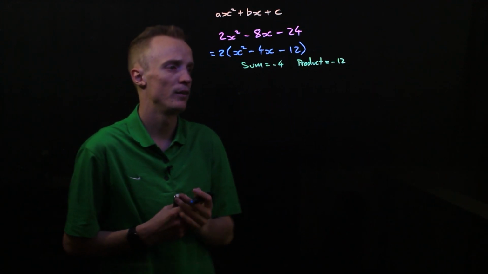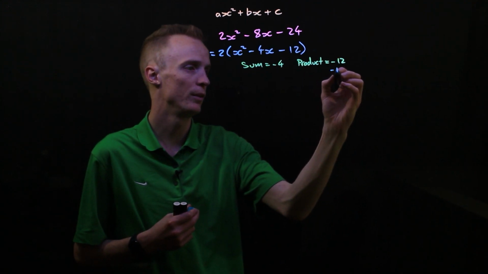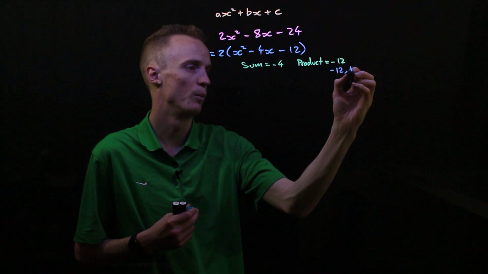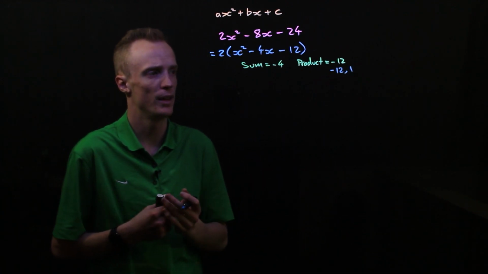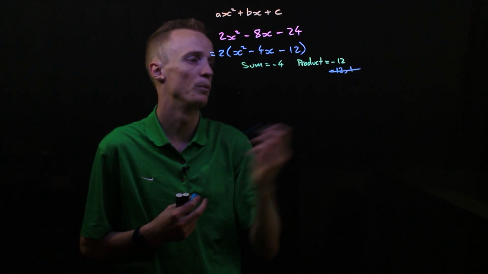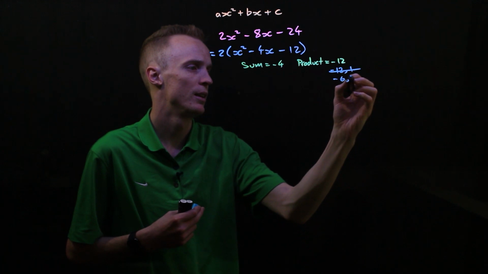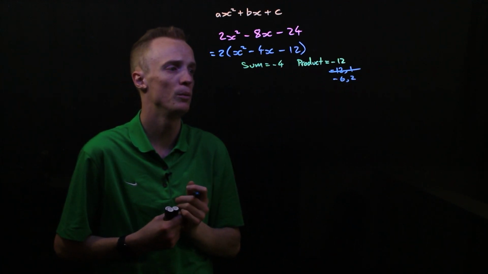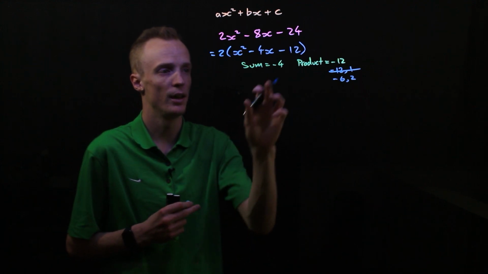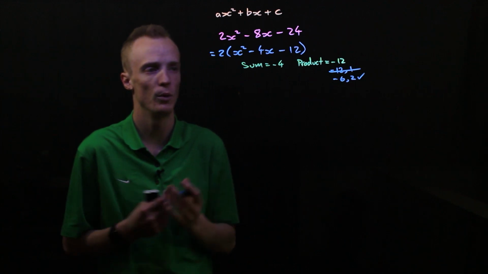So, factors of negative 12. Let's start at 12. Keep in mind, my biggest one's going to be negative, so negative 12 and 1. When I add these two together, negative 12 plus 1 will be negative 11. So that combination doesn't work. What about negative 6 and 2? Well, negative 6 plus 2 will be negative 4. And our sum is negative 4. So this combination appears to work.